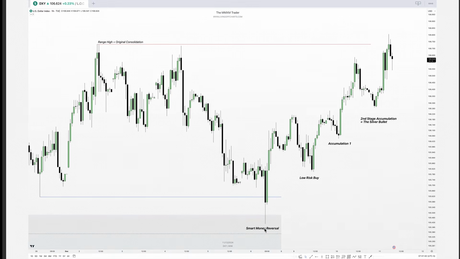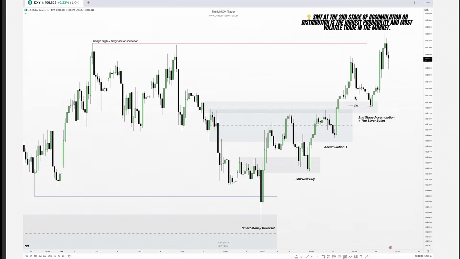Smart money reversal at the lowest low, low risk buy after the breaker. Remember, accumulation 1, second stage accumulation, which is the silver bullet, which is usually the biggest, most explosive move and the highest probability move when paired with SMT. So we're going to extend the mitigation blocks from the sell side of the curve to the buy side of the curve, and we're going to pair it with a PD array.